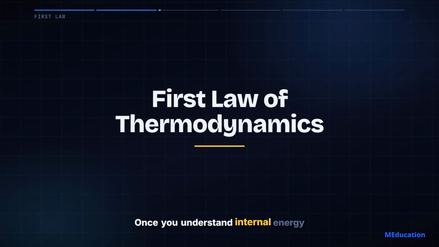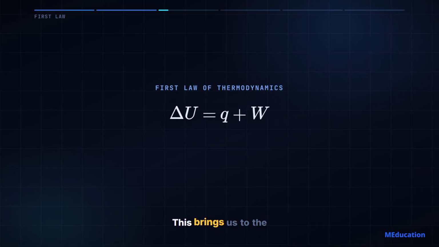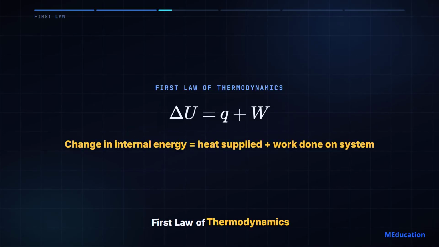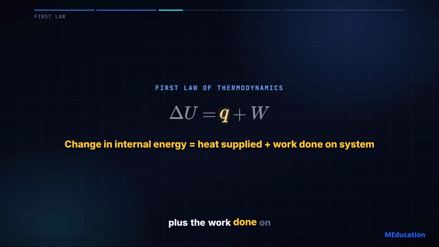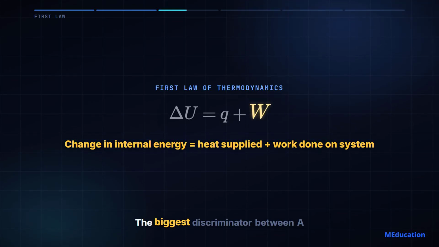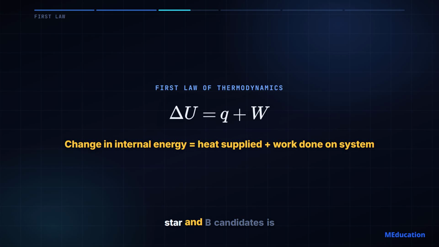Once you understand internal energy, you need to know how to change it. This brings us to the first law of thermodynamics. The change in internal energy equals the heat supplied to the system plus the work done on the system. The biggest discriminator between A star and B candidates is the sign convention here.